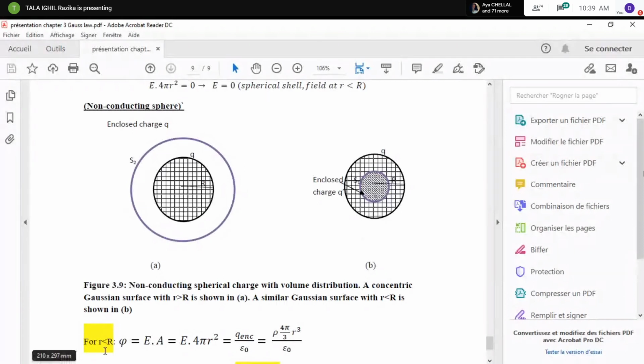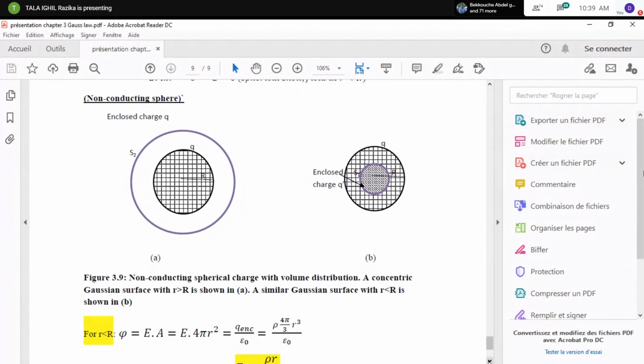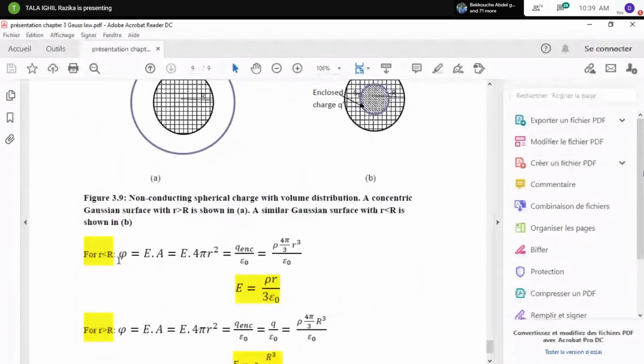So for surface S1, if R is less than capital R, the enclosed charge is just this part. We can apply Gauss law like this. So phi is EA, which is E times 4 pi R squared, equals Q enclosed. In this case, we have a volumic distribution, a constant volumic charge density. We multiply it by the volume of sphere S1, which is 4 pi over 3 small r cubed, over epsilon 0.